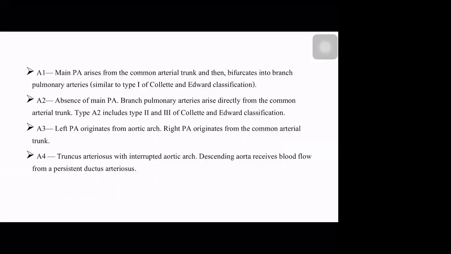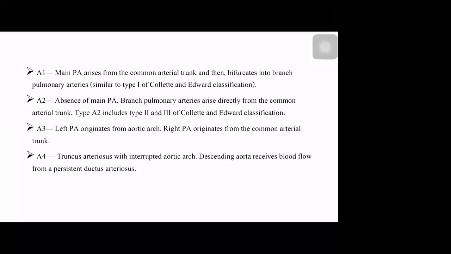Again, Van Praag classification is reclassified, particularly the type A, into 4 subtypes: type A1, A2, A3, and A4. Frankly speaking, these subtypes of the original Van Praag classification are more applicable in clinical practice for the classification of truncus arteriosus, because the surgical decision or surgical plan of management is being decided on the basis of modified Van Praag classification.